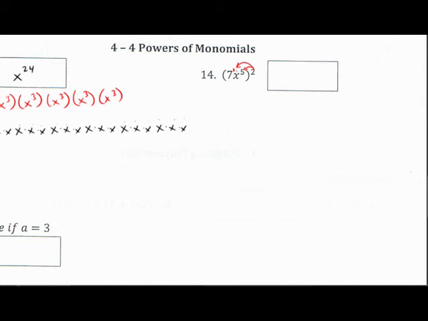So now I have 7 squared times x to the 10th. 7 times 7, 49, x to the 10th. And there's nothing else to simplify, so your answer is 49, x to the 10th.